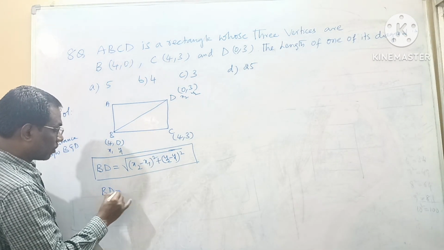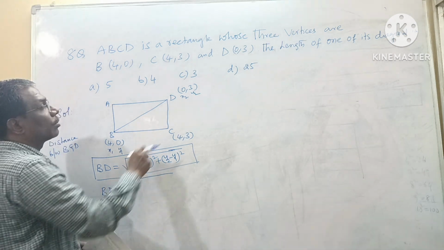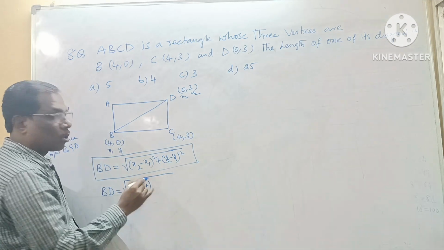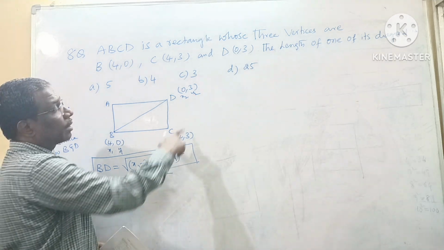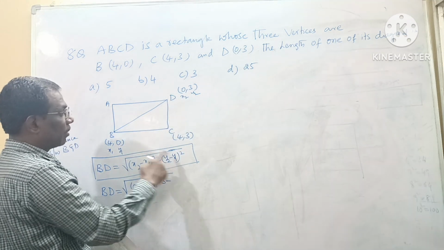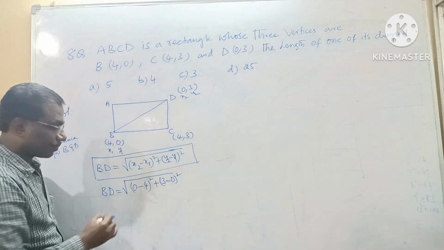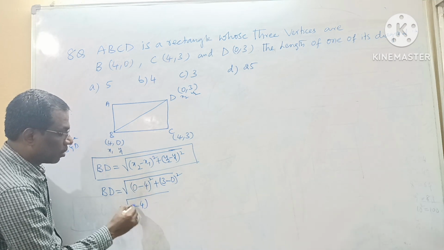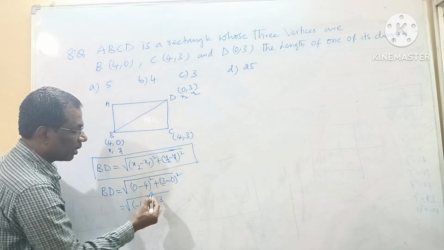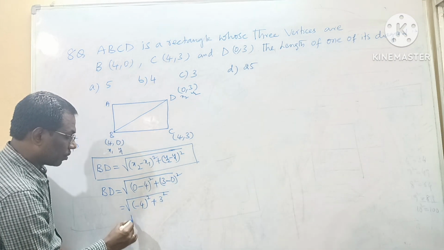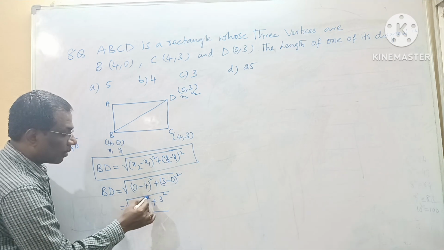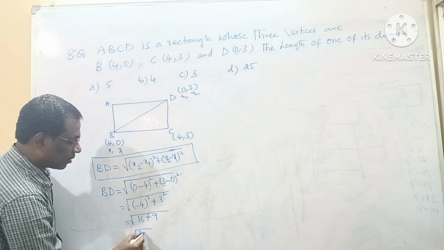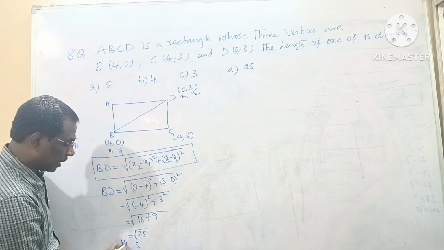BD is equal to the square root of, what is x2? x2 is 0, minus x1 which is 4, whole squared, plus y2, which is 3, minus y1, which is 0, whole squared. That is the square root of 0 minus 4, which is minus 4, whole squared, plus 3 minus 0 which is 3 squared. This minus square is a plus, 4 squared is 16 plus 3 squared is 9, equals root of 16 plus 9 is 25, and that is 5. So BD is equal to 5.